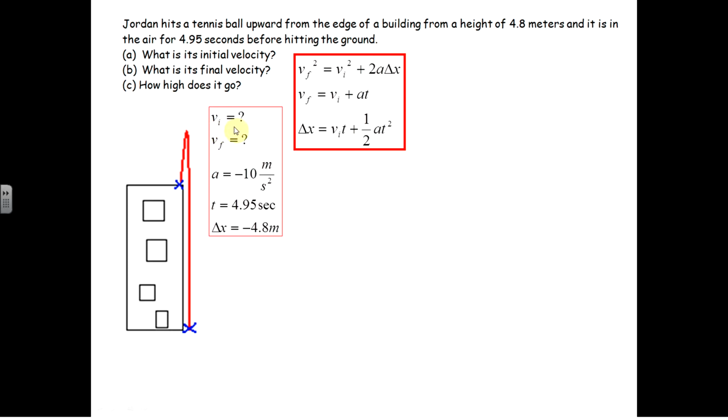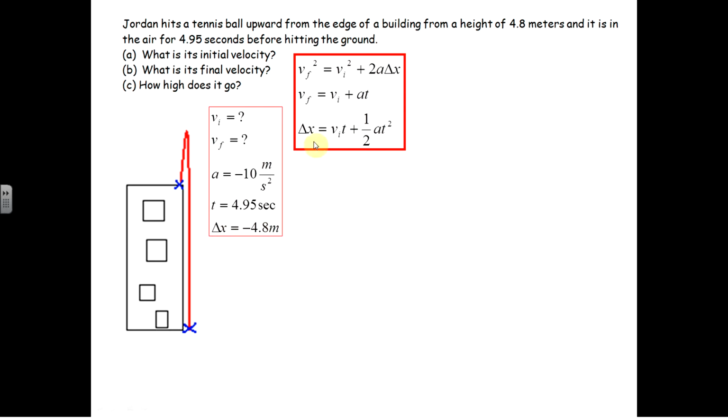So my initial velocity I don't know. My final velocity I don't know. But sure enough, we get three things that we know, which is all we need in order to get all five of them. So our acceleration is negative, of course, being downward, 10 meters per second squared. Our time in the air was given, 4.95 seconds. And be very careful with our displacement here. It's easy to forget that this needs to be a negative. That negative displacement is because it ends lower from where it started. We started up here, it ended down here, so that displacement needs to be -4.8.